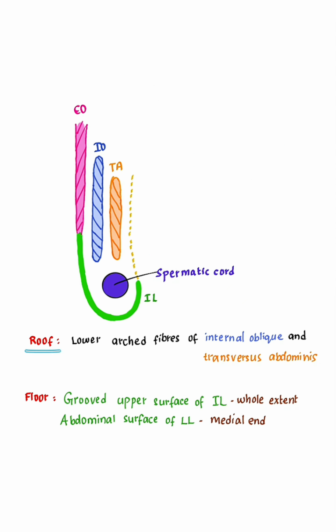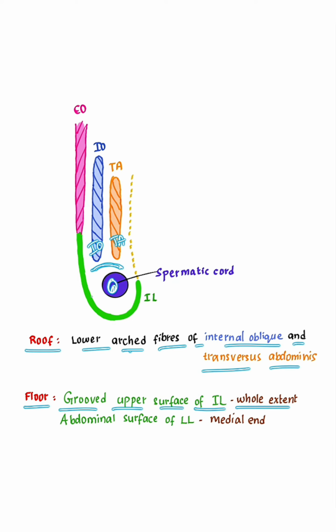Roof is formed by lower arched fibers of internal oblique and transversus abdominis muscle. Floor. It is formed by grooved upper surface of inguinal ligament along its whole extent and abdominal surface of lacunar ligament in its medial end.